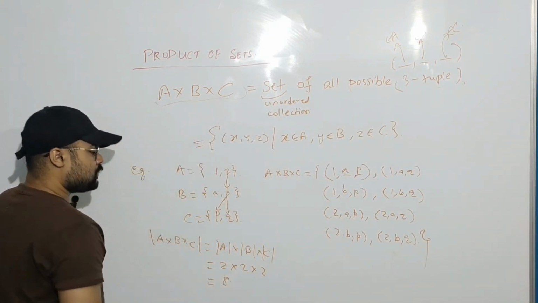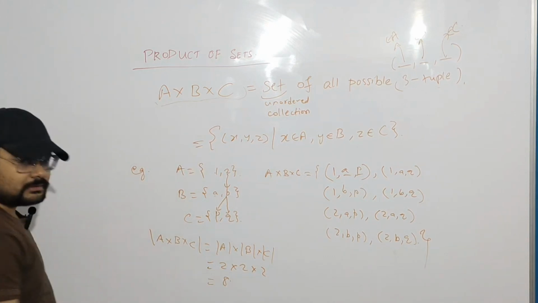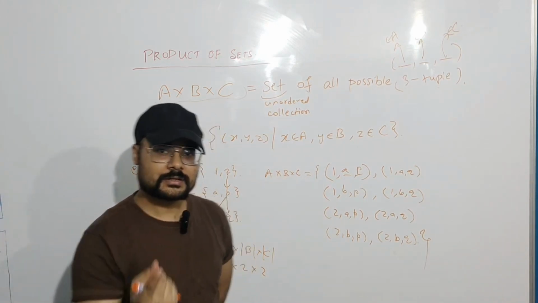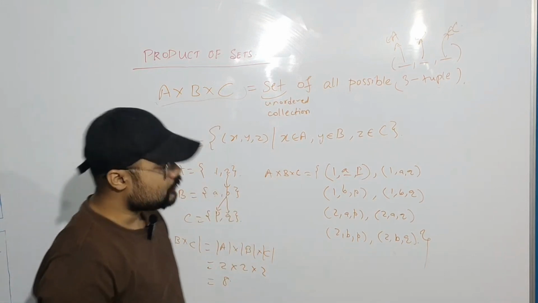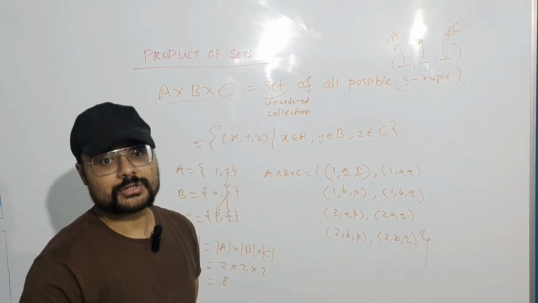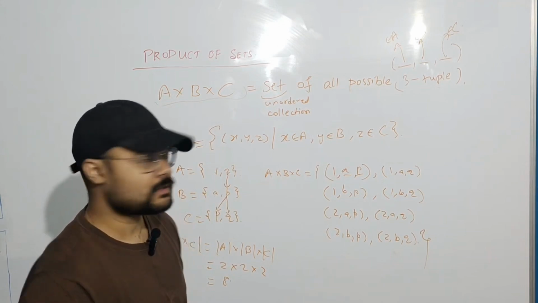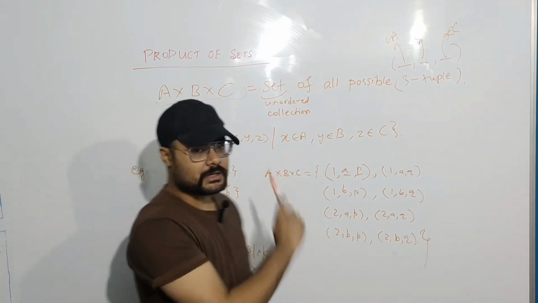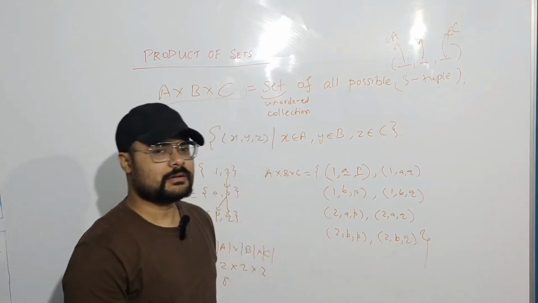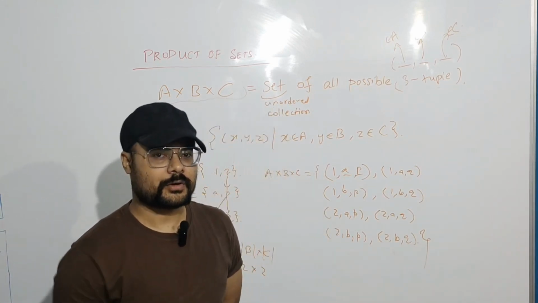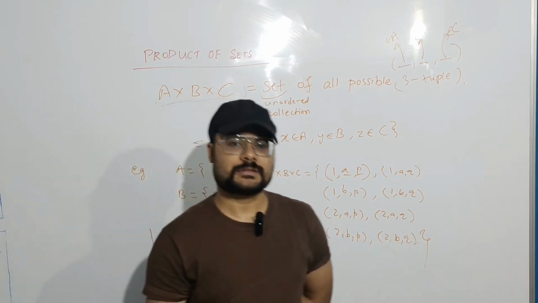So in general, I have taken two cases, product of two sets, and I have shown that the product of two sets is a set of all possible ordered pairs, which is a set of all possible two tuples. Product of three sets is the set of all possible three tuples. Similarly, let's say there are k sets. Then the product of k sets is what? Set of all possible k tuples.